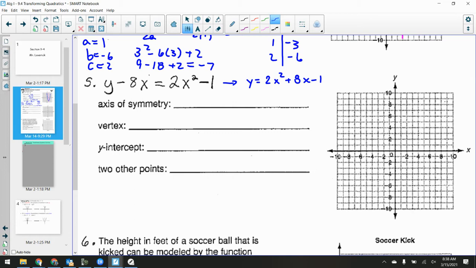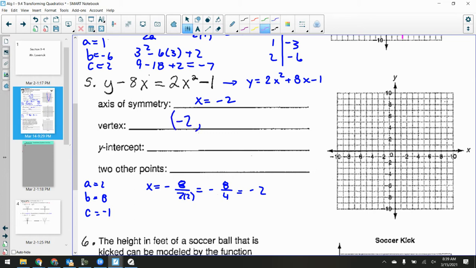All right, so that means my a value is 2, my b value is positive 8, not negative 8, and my c value is negative 1. Okay, so that means my axis of symmetry is going to be x equals negative 8 over 2 times 2, so negative 8 over 4, which is negative 2. X equals negative 2. Is that what you guys got? Let's plug it in. Negative 2 comma something.